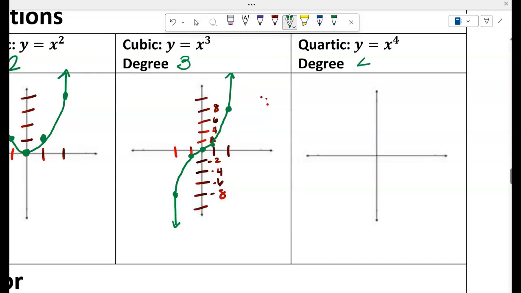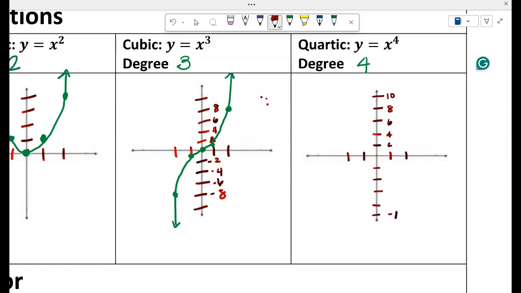Now, degree of 4, we have not studied degree of 4, but that's okay, guys, because it behaves the same way as a degree of 2, because any negative number, when you raise it to an even power, it will be positive. So let's rescale. We don't need to rescale our x-axis, but we are going to rescale the y-axis. So 2, 4, 6, 8, 10, and then go off the grid if needed.